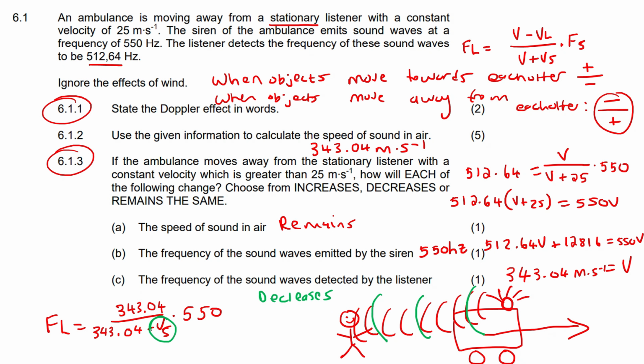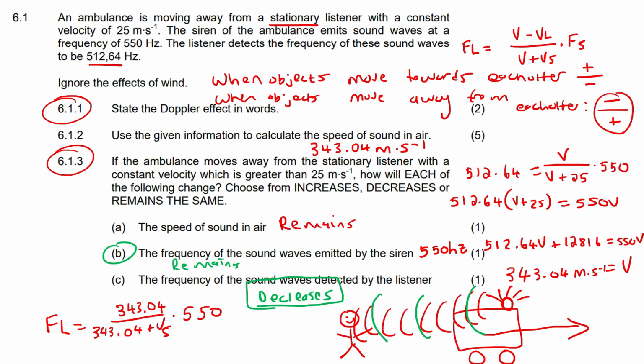If you make this value larger, because it's the velocity of the source, which is the ambulance, then when you make a denominator larger, you're going to end up making this value smaller. And so you're also going to end up with a decrease. Oh, I think over here at B, I was supposed to say remains the same.